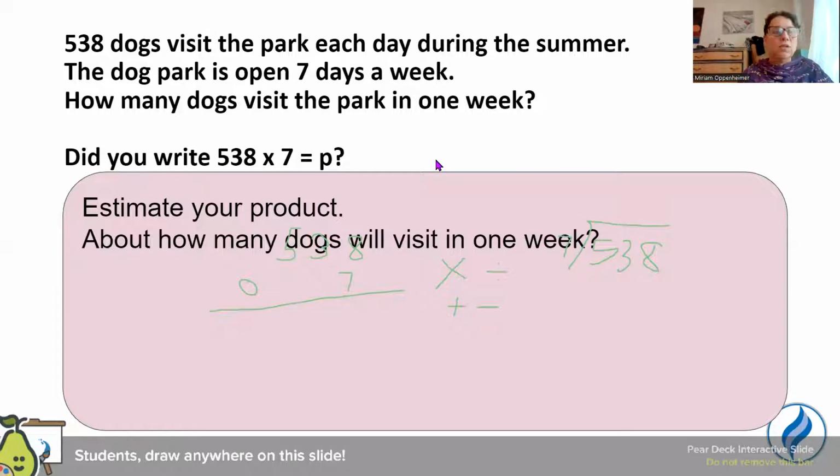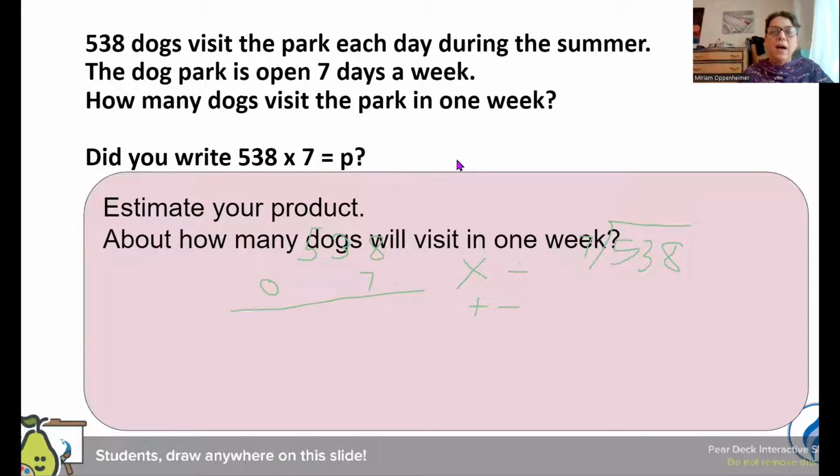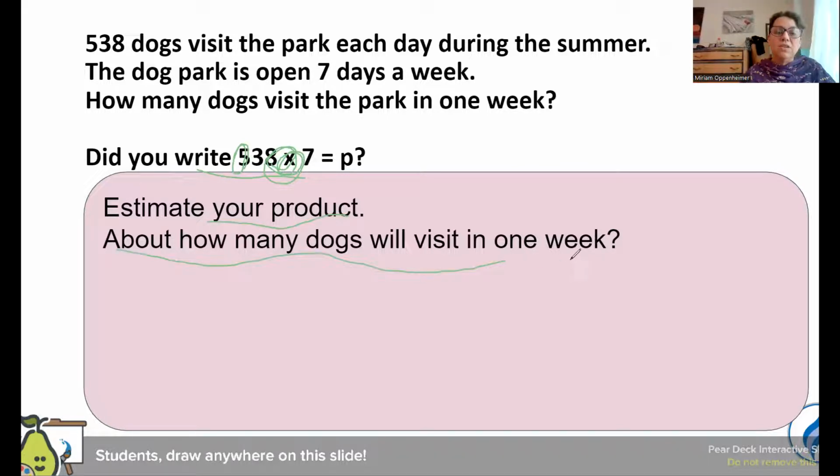So estimate your product. Now that means we're going to guess about how many dogs it is. So what I'm going to do, did you write 538 times 7? That's the answer. 538 times 7. Estimate your product. About how many dogs will visit in 1 week, right?